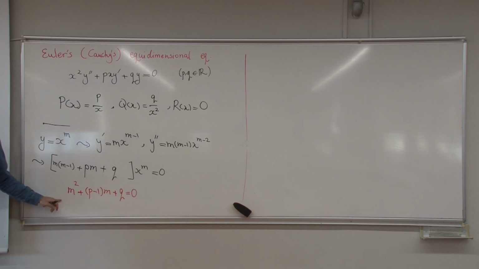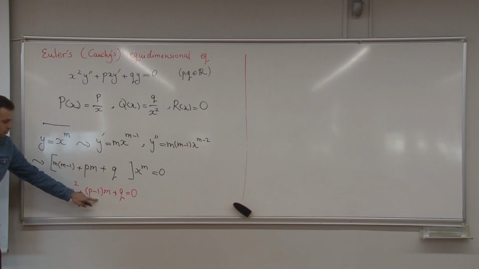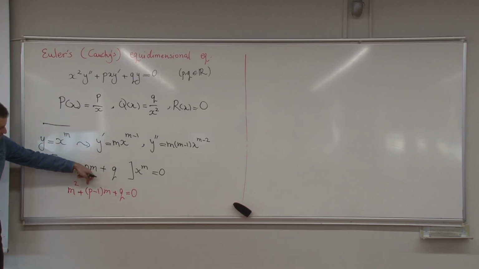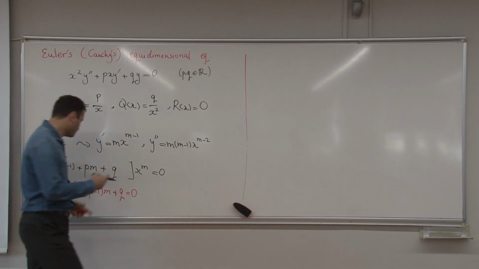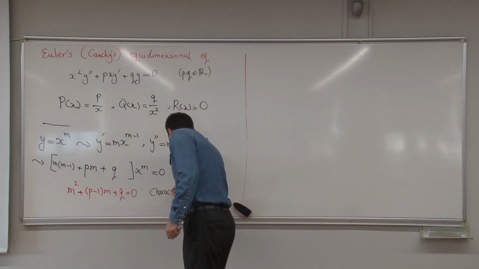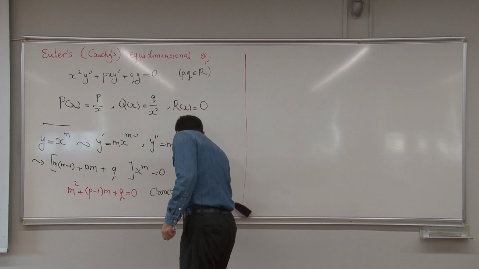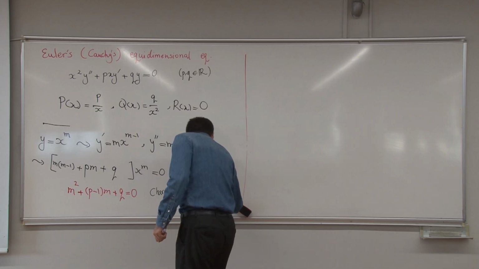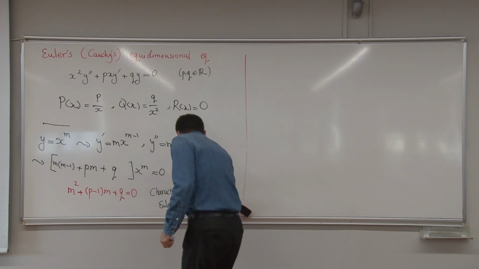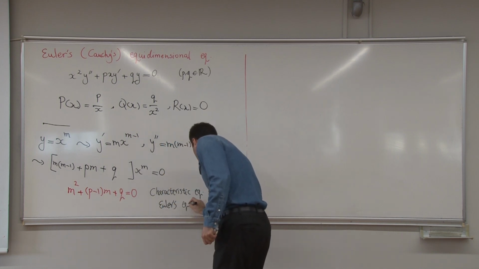What is the difference of this one with the characteristic equation of an equation with constant coefficients? The minus 1 beside the m. Yes. This coefficient of m, there it was p, here it is p minus 1. Characteristic equation of Euler's equation.